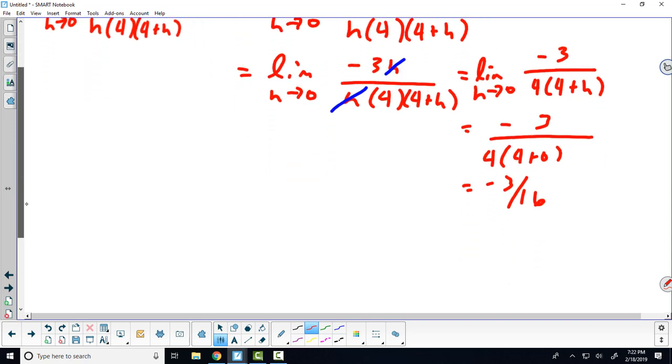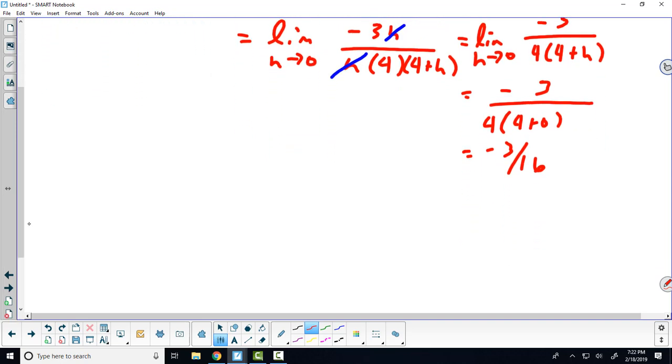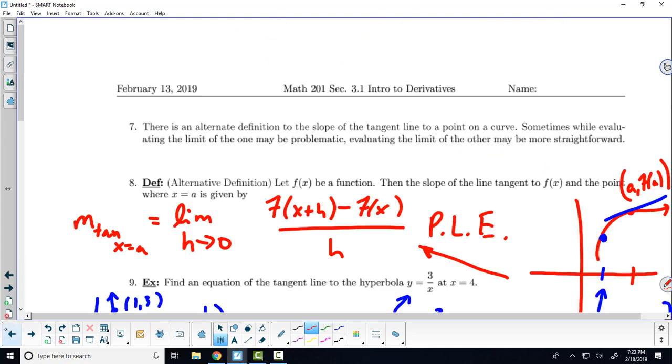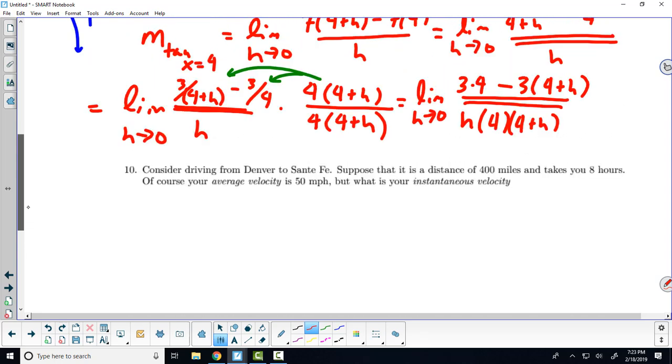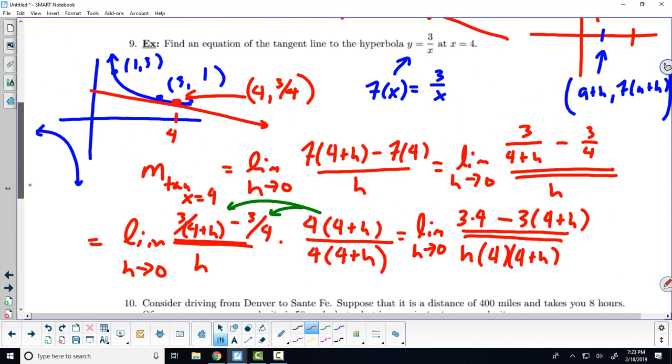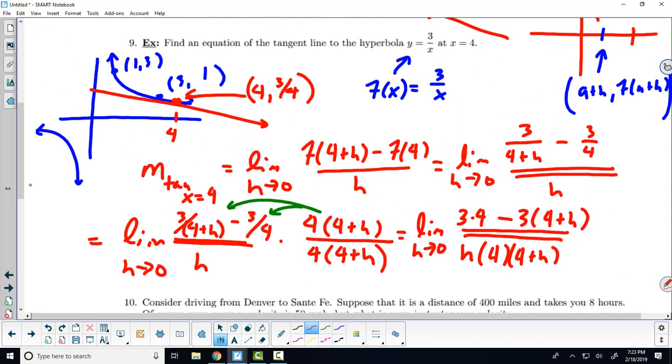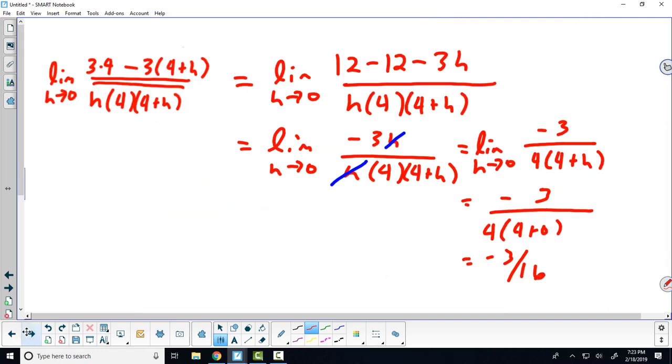No. What have we found so far? The slope of the tangent line, which, let's go back to our picture. But you see that this line appears to have a slope of minus 3/16? Not a bad picture to go with it. Let's finish it out. Let's give the equation of the tangent line.